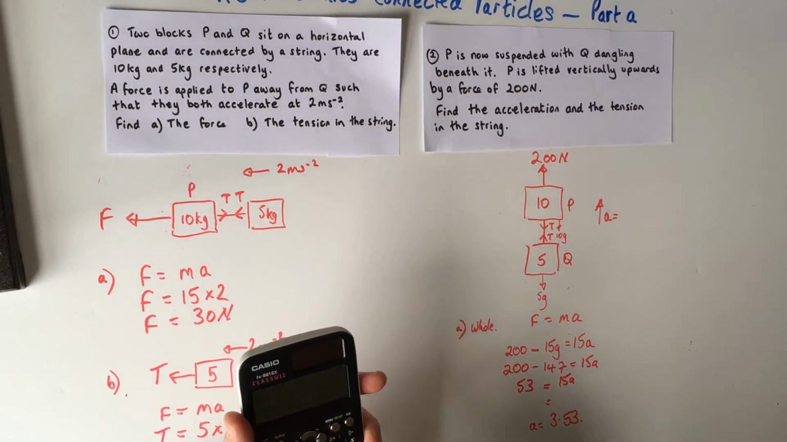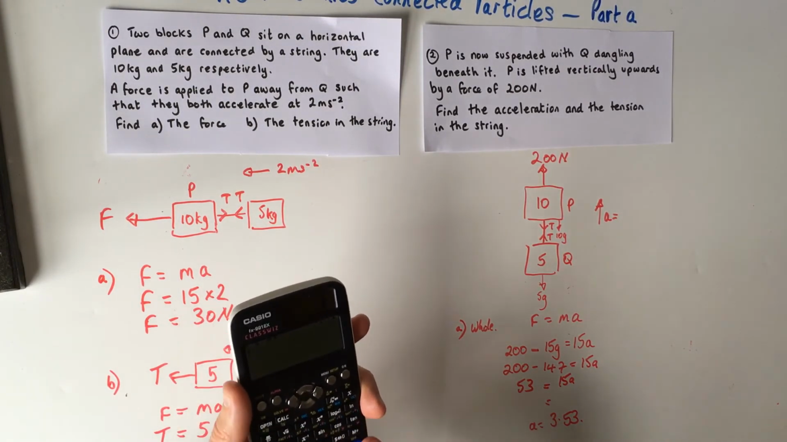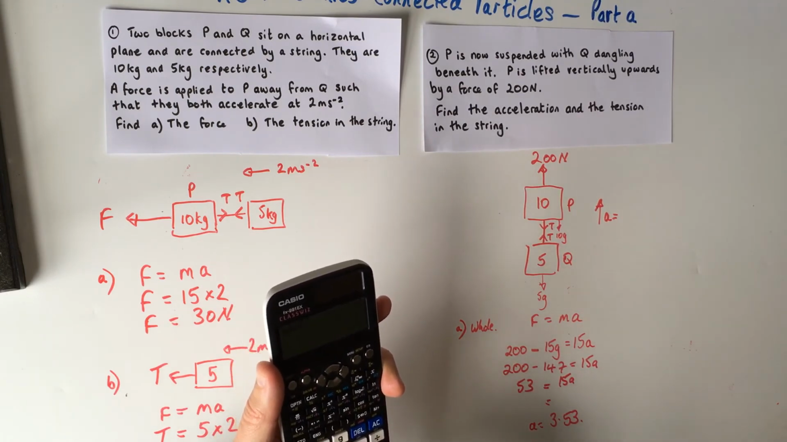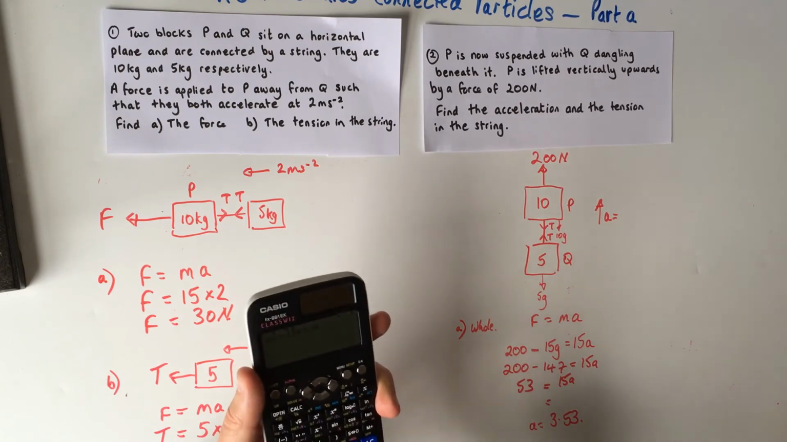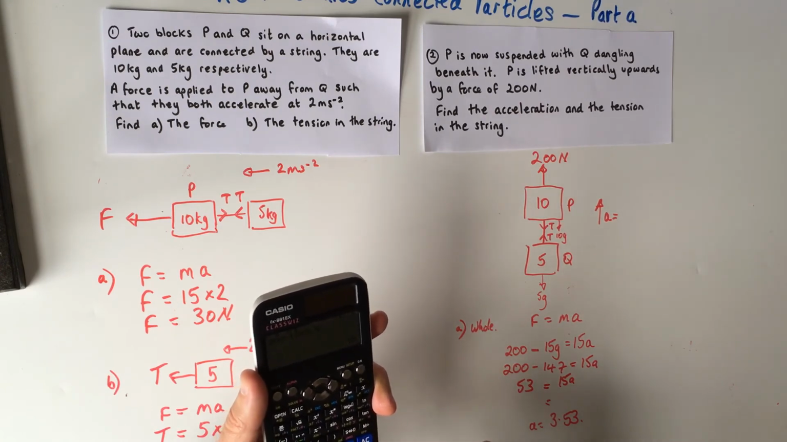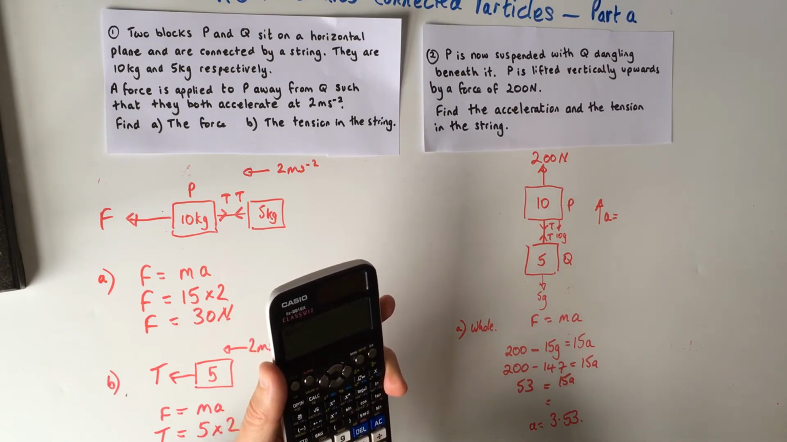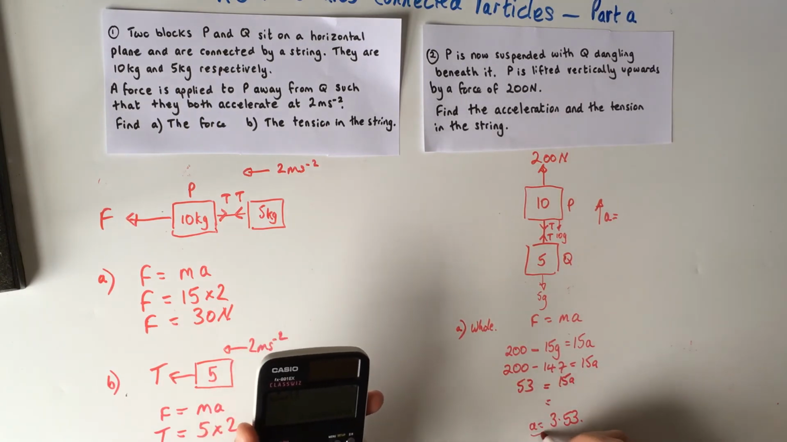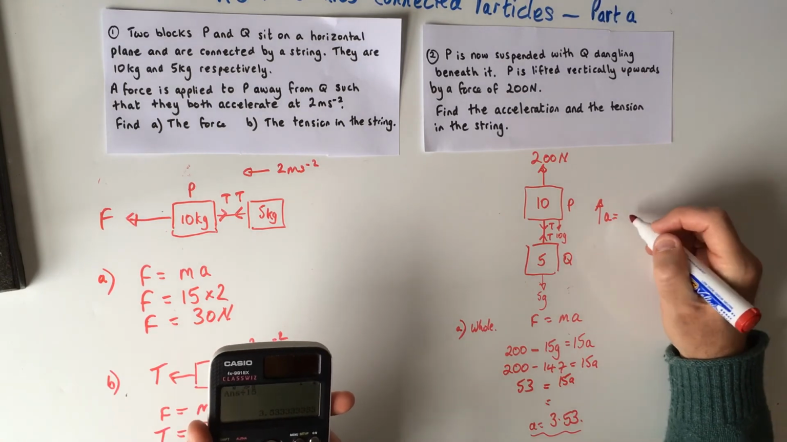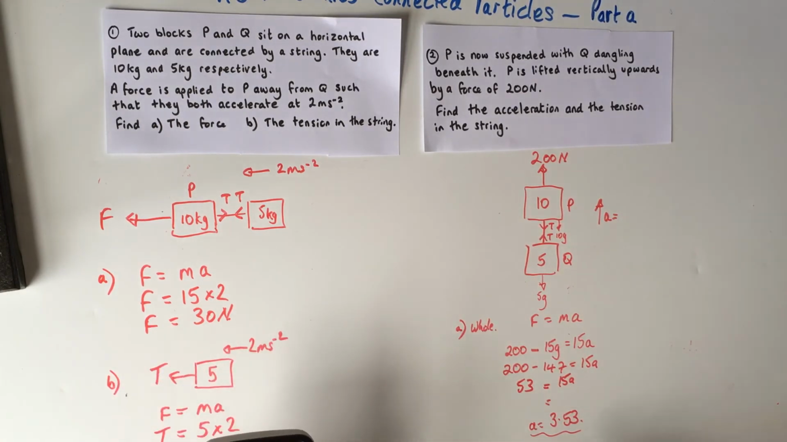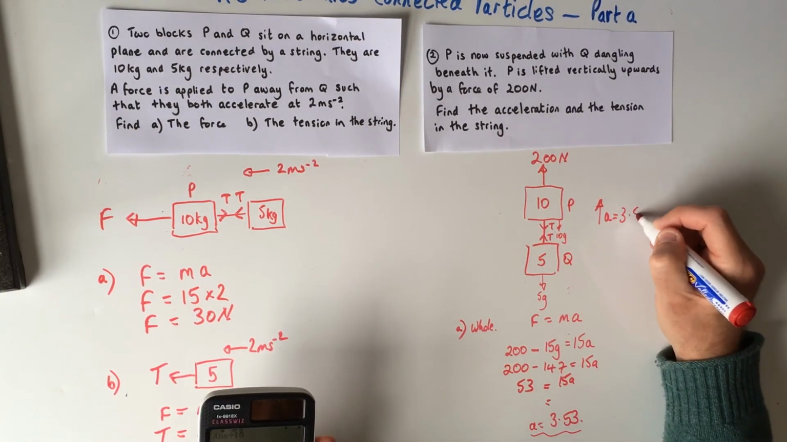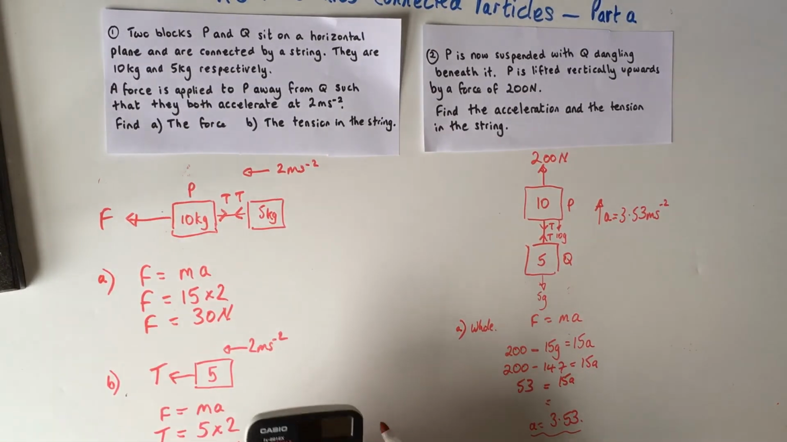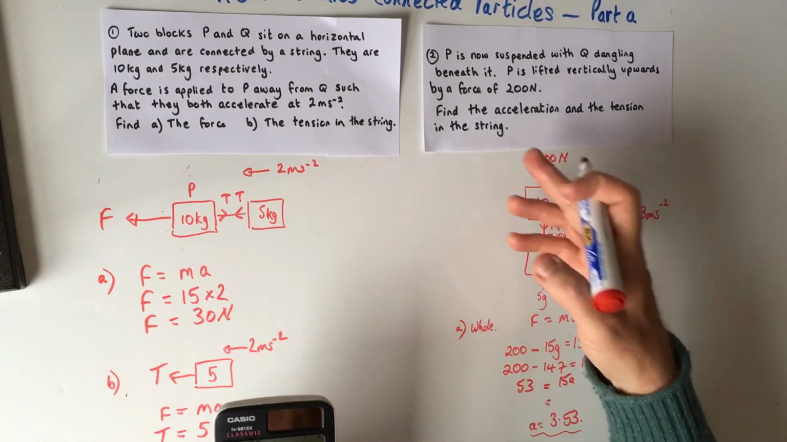Now I'm just going to check that because when I did that before I didn't get that. So 200 minus 15 times 9.8 is equal to 53, and then divided by 15 is equal to 3.53. Yeah, okay, so I must have done it wrong before. So that's 3.53, that's the acceleration, rounding off. And we want to find, what else did I want you to find? The tension in the string.